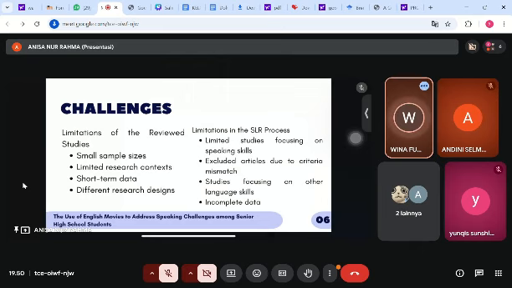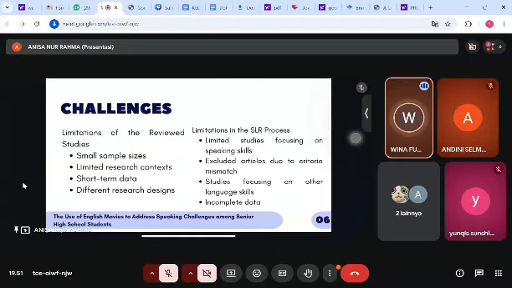Okay, now about challenges. There are several challenges in this research. First, many of the reviewed studies involved small sample sizes and were conducted in limited research contexts. In addition, most studies collected short-term data and used different research designs, which makes comparison across studies difficult.